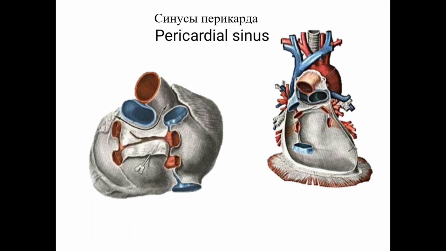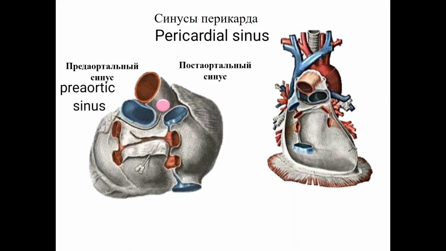The pre-aortic sinus is located between the aorta and the pulmonary trunk. The post-aortic sinus is located between the aorta and the superior vena cava. Pericardium: the transverse pericardial sinus, sinus transversus pericardii, is located behind the aorta and the pulmonary trunk.